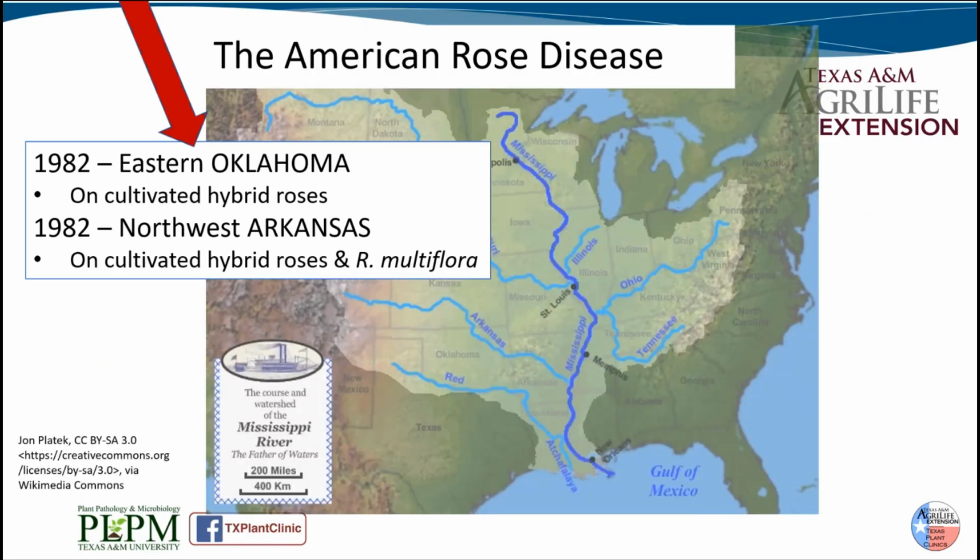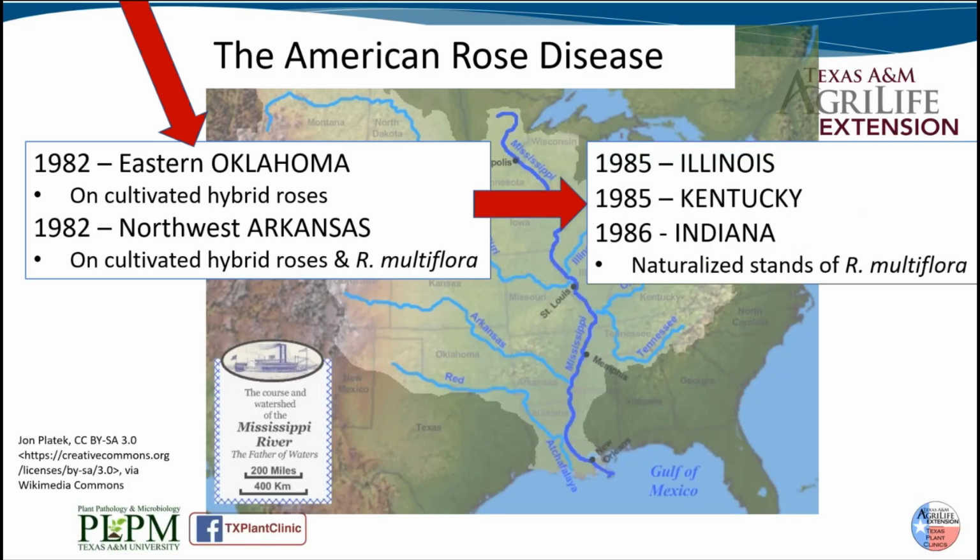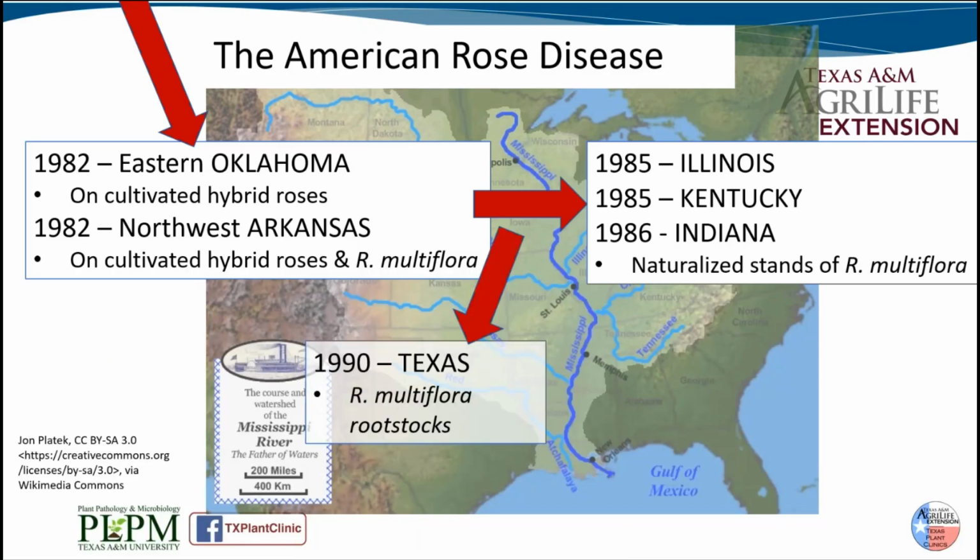Now here I just took a map of the Mississippi River because I wanted to show that in about the 80s, that's where it skipped over to the eastern side of the Mississippi River into Illinois, Kentucky, and Indiana. And what they noticed was this was a report on naturalized stands of multiflora. Now, on this side of the Mississippi, in the 90s, it popped up in Texas, mainly on multiflora rootstock in the ornamental trade. This was in East Texas, primarily, where it first started.